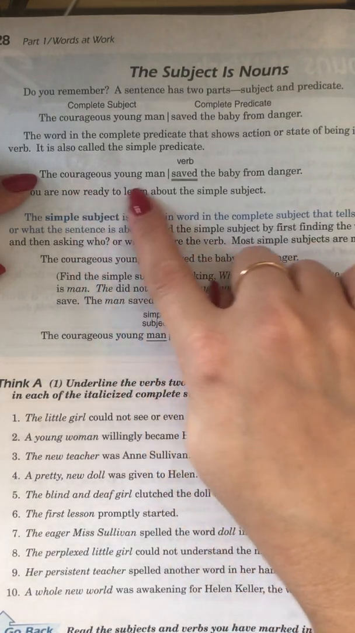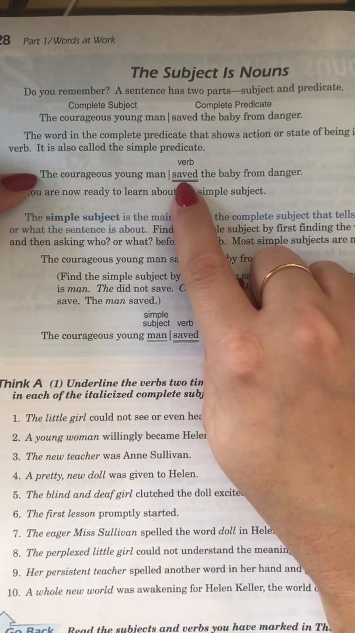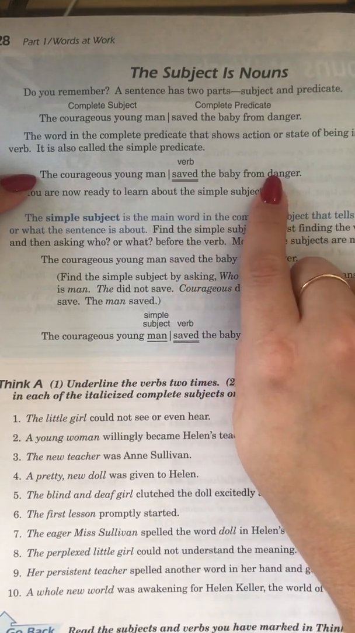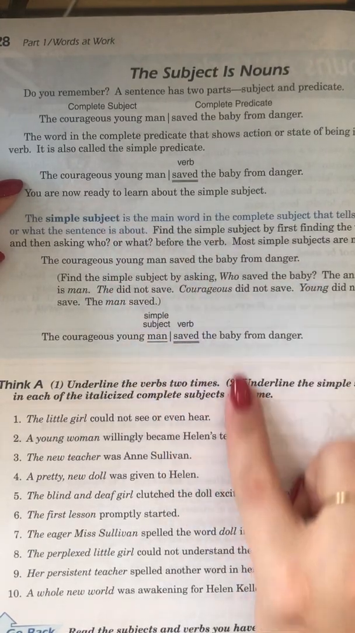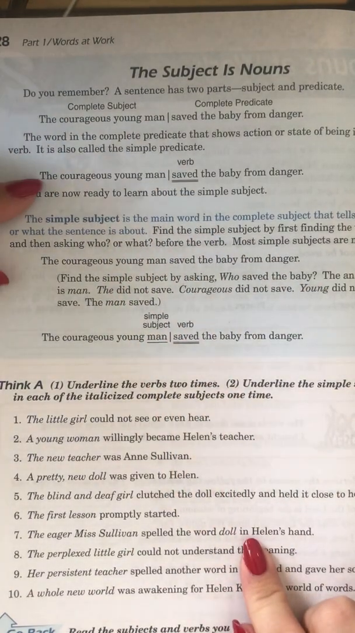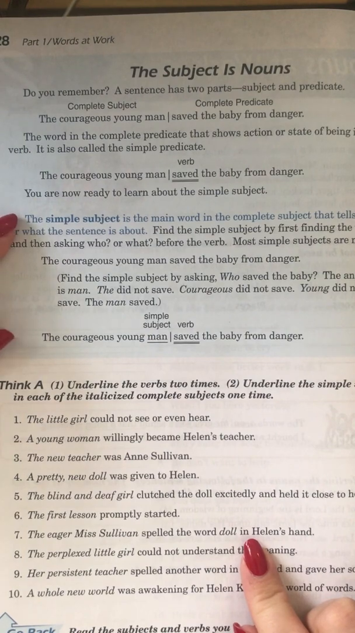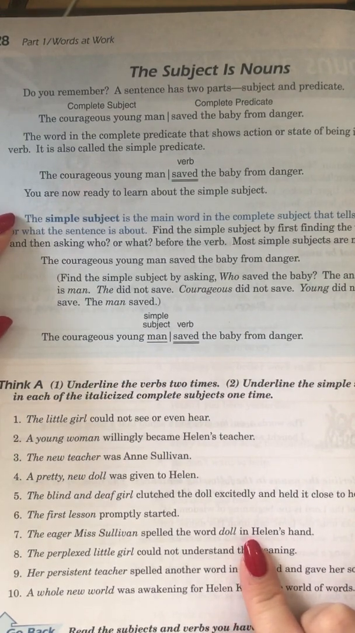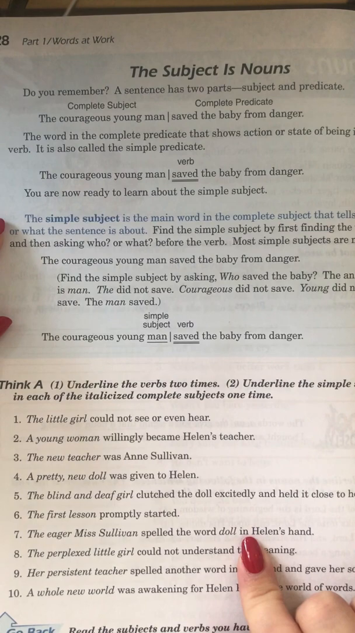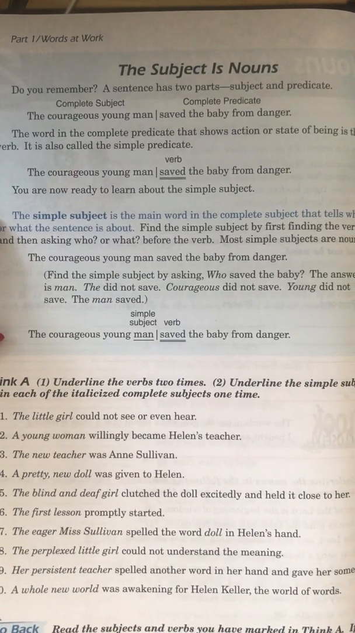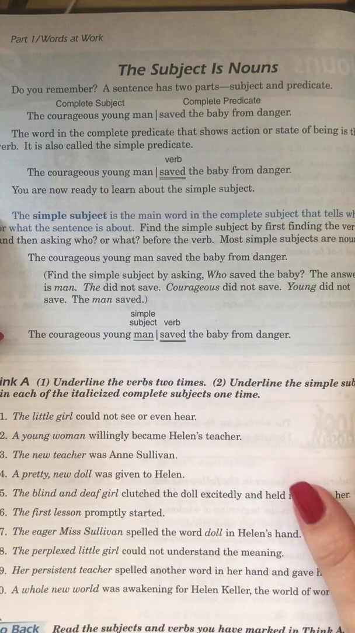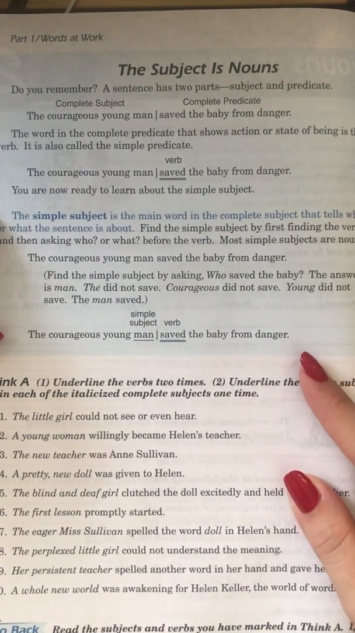So again, it will identify the verb as we've been doing the past couple of weeks. It says the courageous young man saved the baby from danger. So we're used to seeing the verb in the predicate. And now we're going to learn about the simple subject, which is before the predicate. And it says, the simple subject is the main word in the complete subject that tells who or what the sentence is about. Find the simple subject by first finding the verb and then asking who or what before the verb. Most simple subjects are nouns.